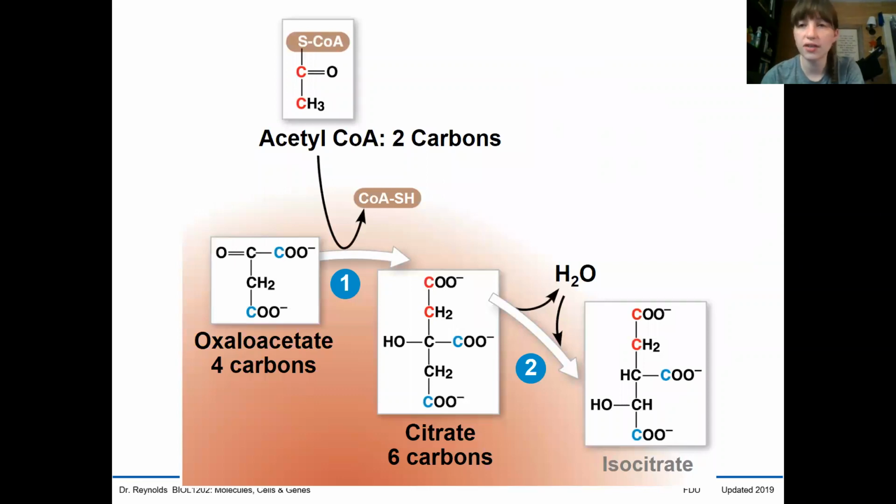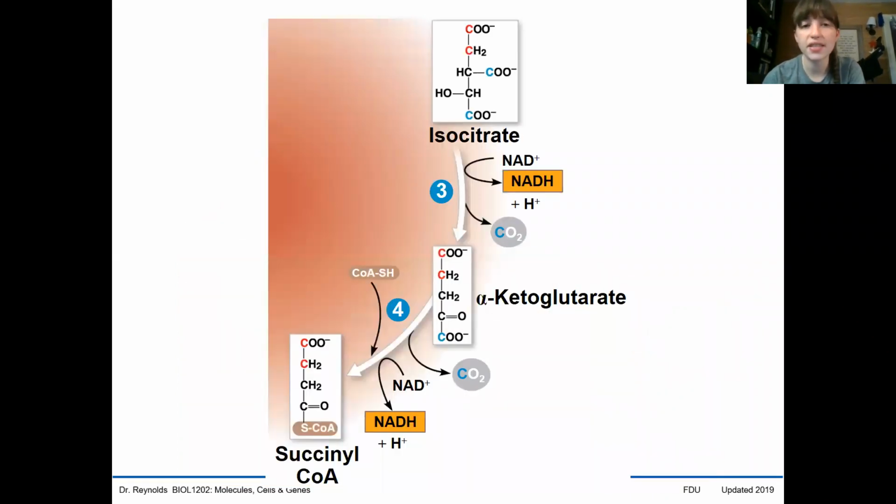So here's the addition of acetyl-CoA to oxaloacetate. This forms the 6-carbon citrate. That 6-carbon citrate is then going to be oxidized, and so a molecule of NADH is reduced and a CO2 is lost. That takes us from a 6-carbon molecule into a 5-carbon molecule. This 5-carbon molecule, the same thing happens. A CO2 is lost, an NADH is reduced, and now we're left with a 4-carbon molecule.